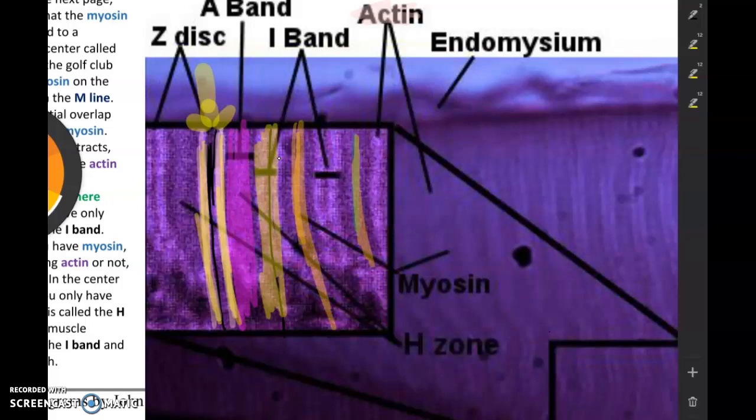So that's our histology. I don't have time to do another one even if I wanted to. So at least 2 questions identifying structures, at least 2 questions identifying what type of muscle it is.